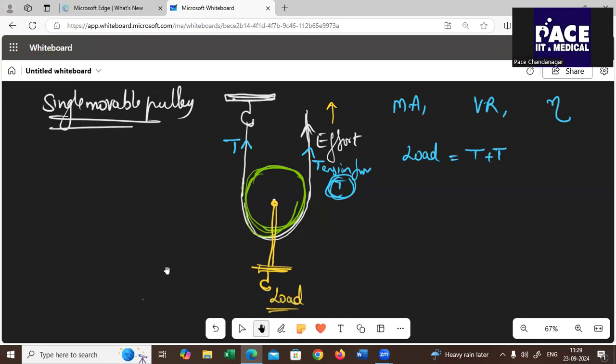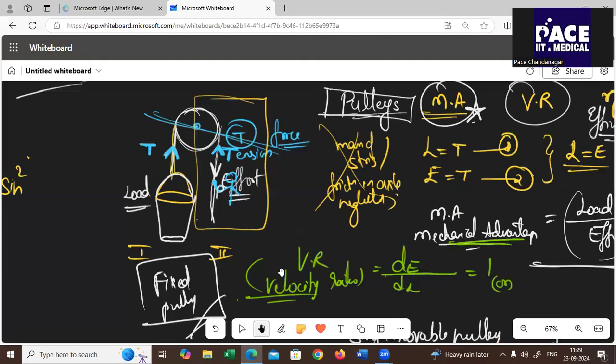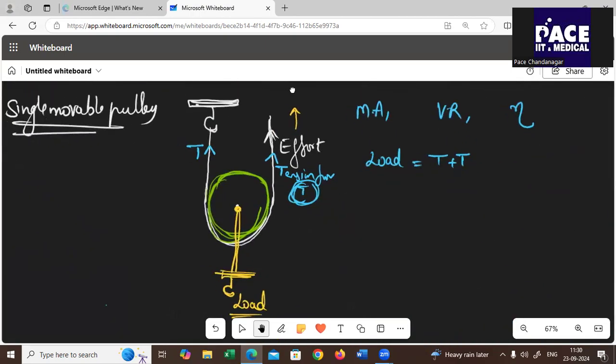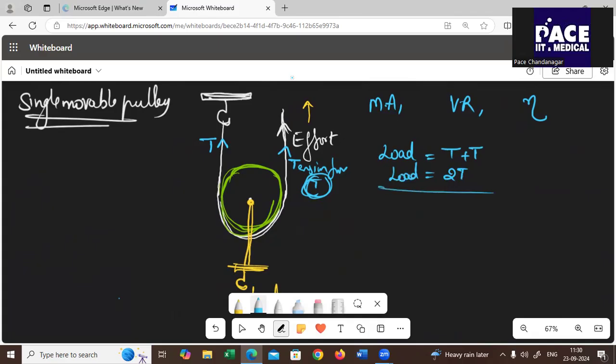Previous case, as you can see, I'm just showing the previous case also. See, previous case, tension is being pulled downward and then your load is being pulled upward, right? But here we have a different setup wherein this load is being pulled up by two tensions in both the strings, which means load is equal to 2T, right? Load is equal to 2T, and effort is only 1T there, only one tension, but load is being pulled up by both the tensions here. So therefore, effort is equal to this.